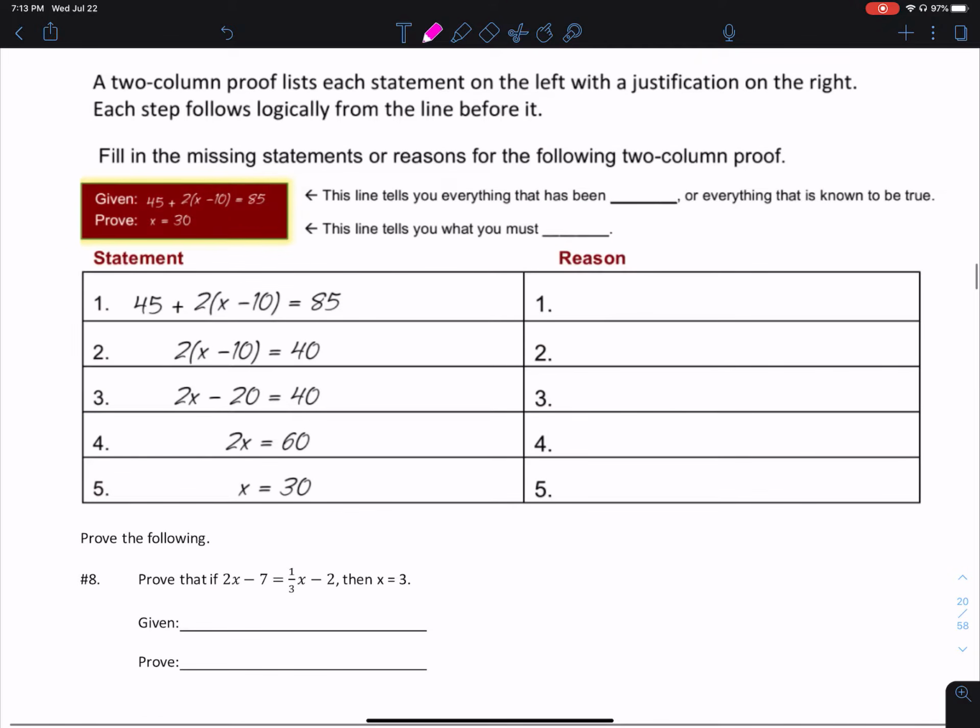On the flip side, a 2-column proof lists each statement on the left with a justification on the right. Each step follows logically from the line before it. Fill in the missing statements or reasons for the following 2-column proof. So we are given 45 plus 2 times the difference of x and 10 equals 85. We're trying to prove that x equals 30. This first line tells you everything that has been given.